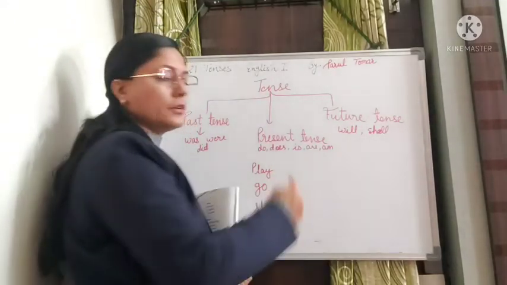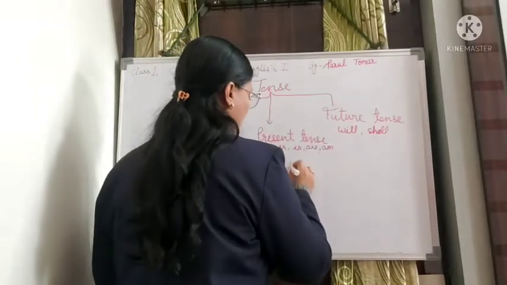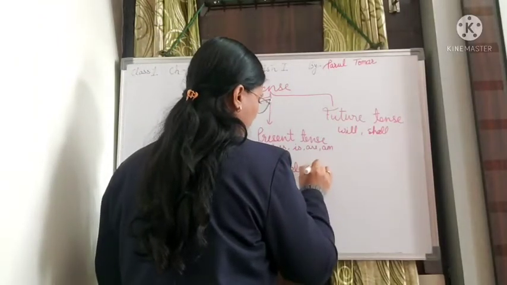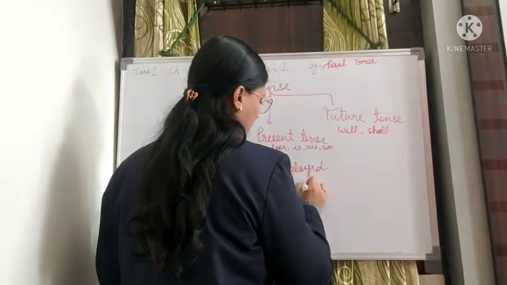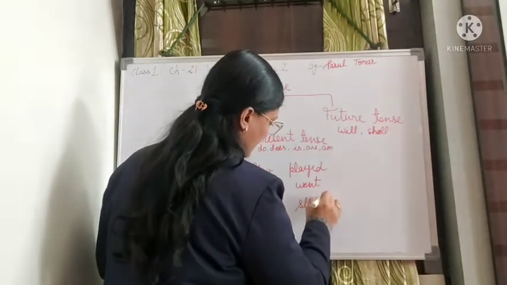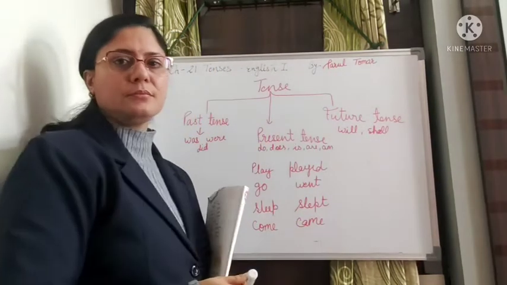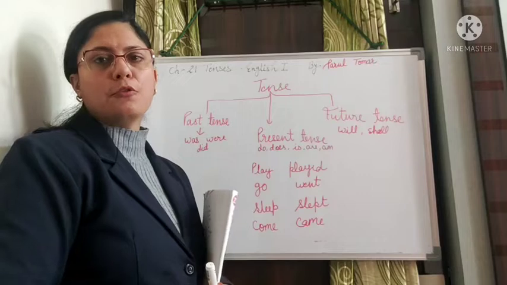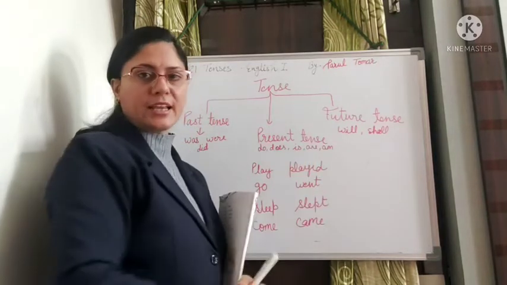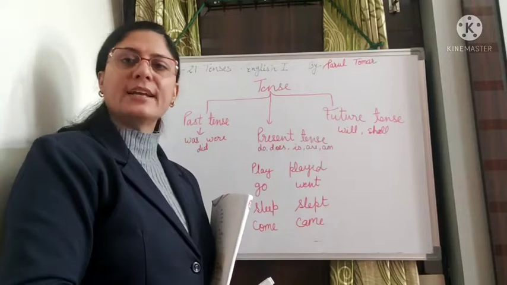So all these verbs, if I have to write in past tense, what will I do? Play will become played. Go will become went. Sleep will become slept. And come will become came. All first forms will change into second form. This is how tenses are formed and change also.